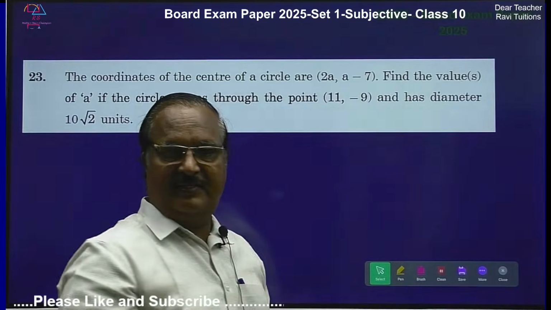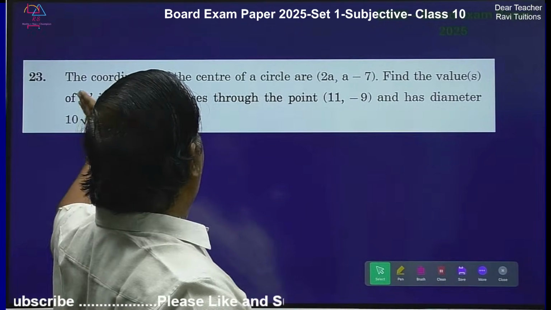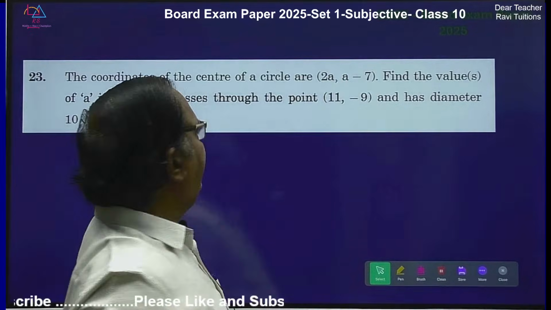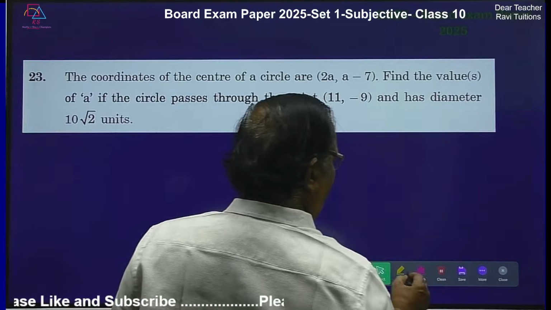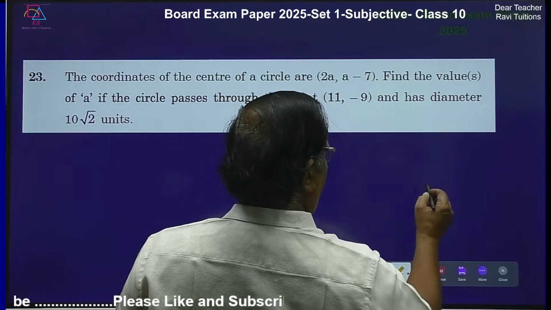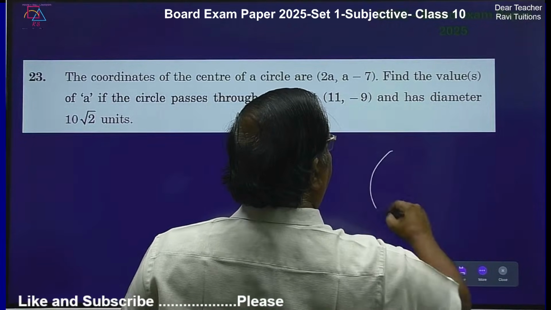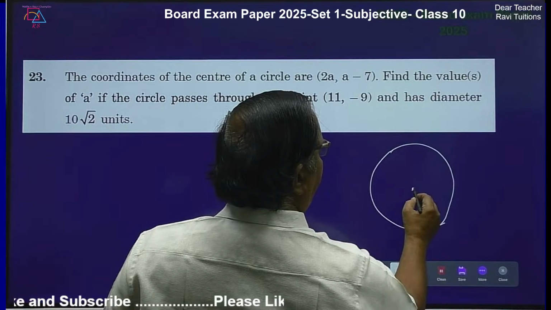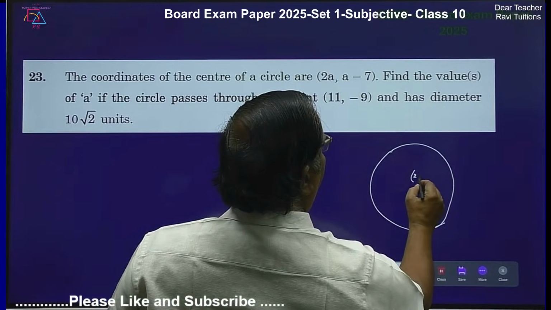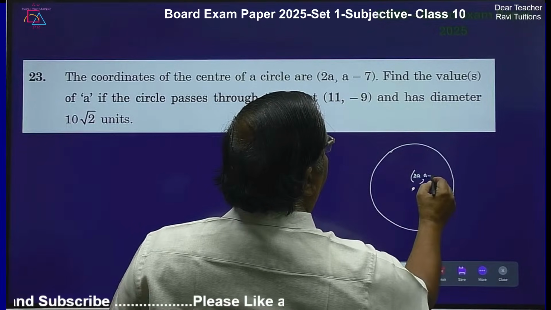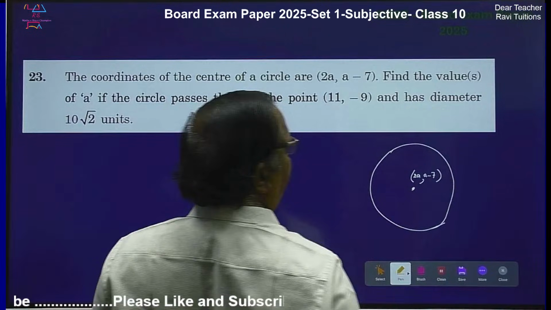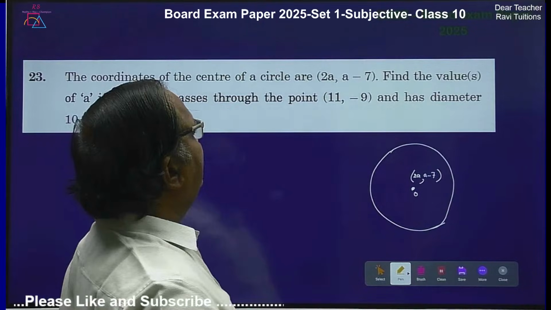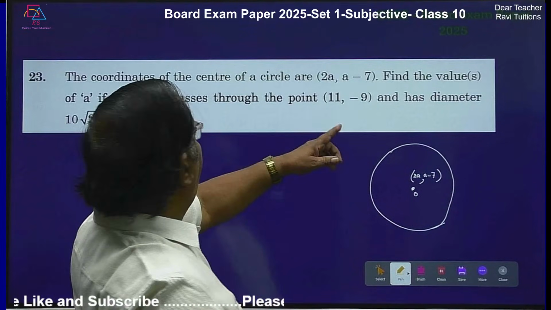Coordinate geometry. This question comes from coordinate geometry. The coordinates of the center are 2a, a minus 7. Find the values of a. So here there is a circle and the center is given as 2a and a minus 7. This is the center O. Okay. And find the values of a.